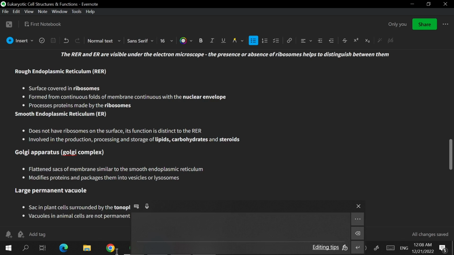Smooth endoplasmic reticulum does not have ribosomes on the surface, that's why we call it smooth. It's easy to remember: smooth. It has a smooth layer, it's not studded with ribosomes. Rough is rough because it has many ribosomes on it. Smooth is involved in the production, processing, and storage of lipoproteins, carbohydrates, and steroids. You even have hormones, and detoxification of drugs and poisons.